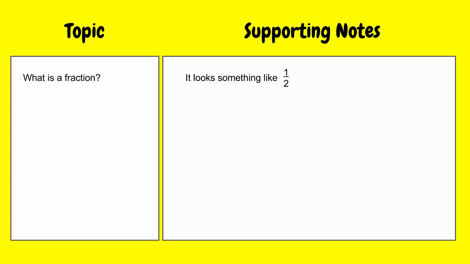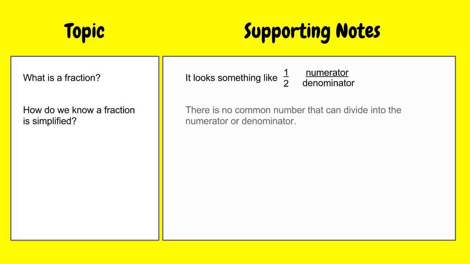So I would read this as a fraction 1/2, such that the top number is called the numerator, the bottom number is called the denominator. How do we know a fraction is simplified? Well, we have to make sure there is no common number that can divide into the numerator or denominator.